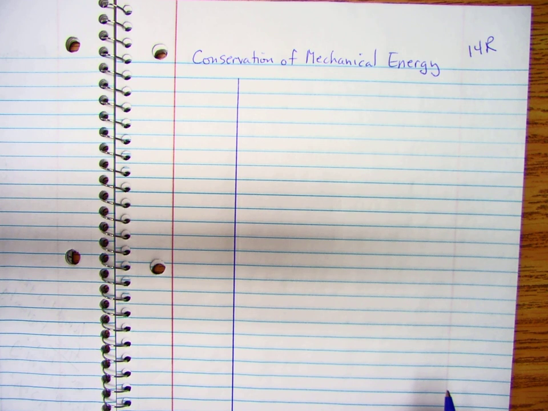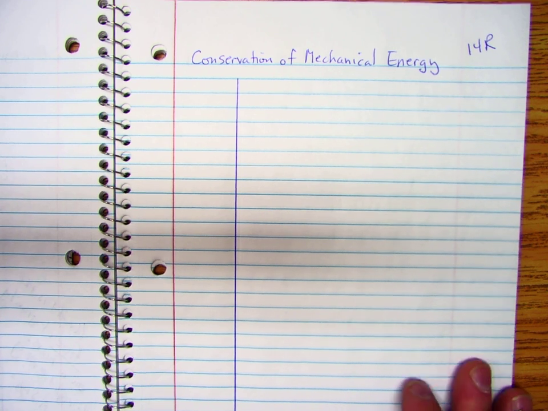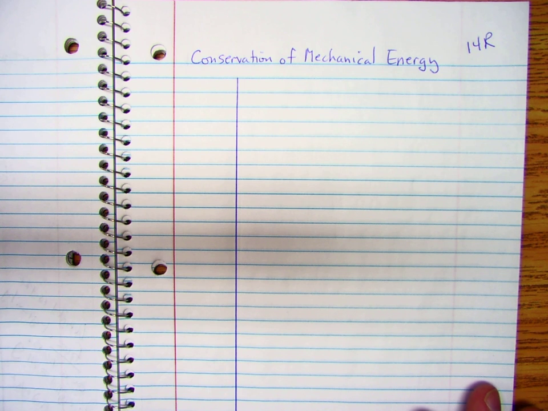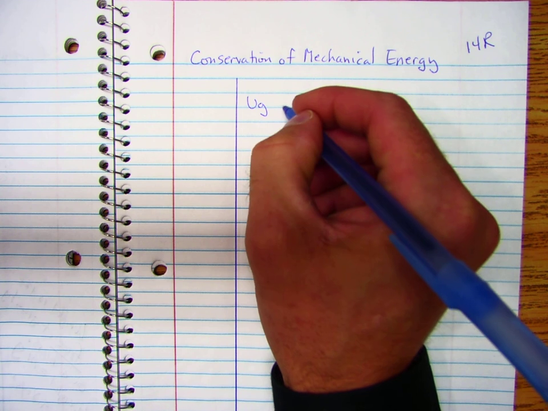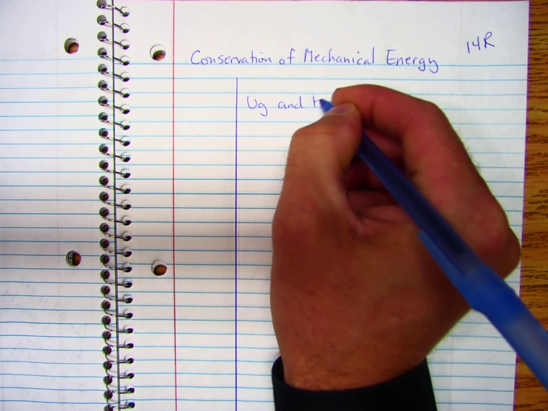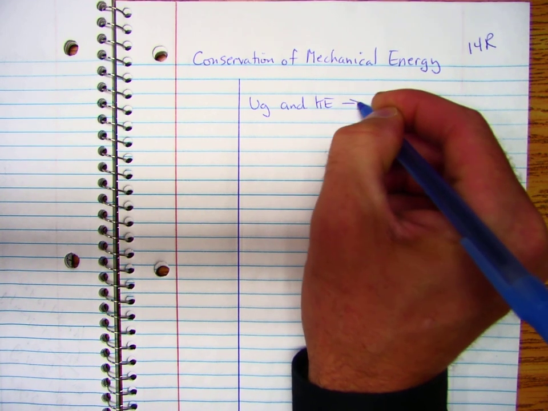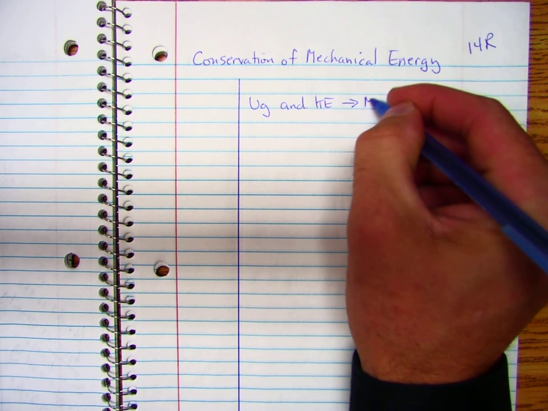First of all, let's review forms of energy. We've studied three forms. One is gravitational potential energy, one is kinetic energy, and one is elastic potential energy. All three of those forms of energy are mechanical energy. In this particular case, we're just going to be talking about gravitational potential energy and kinetic energy. Both of these forms of energy are forms of mechanical energy.